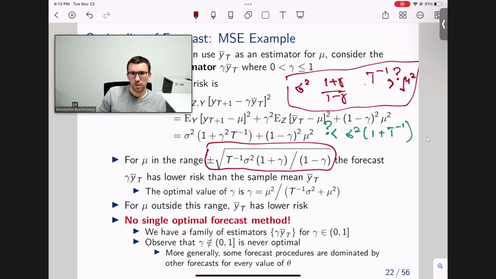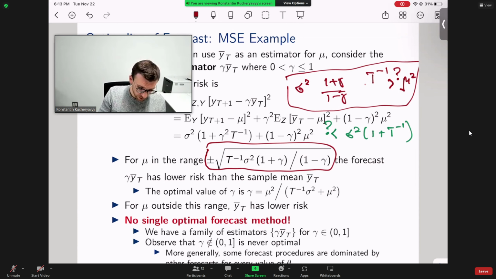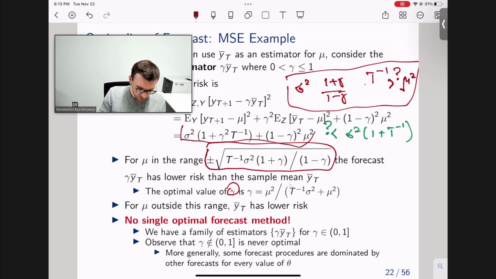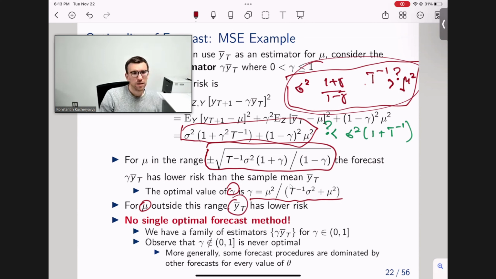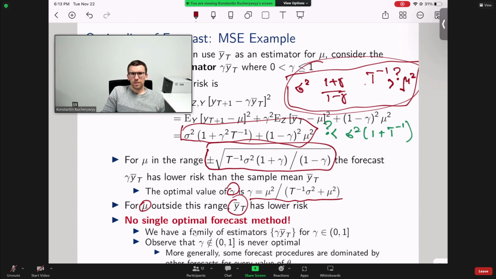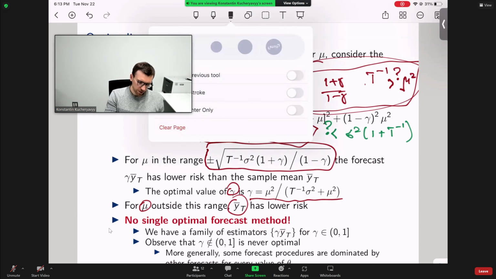Wow. That's amazing. And we actually even have the optimal value of gamma, which we can just see what value of gamma minimizes this object. And it will be this. And then if mu is outside this range, if this inequality doesn't hold, then average y_t has a lower risk. Very weird, it seems like.